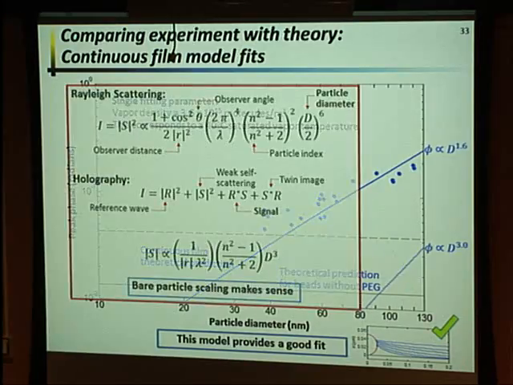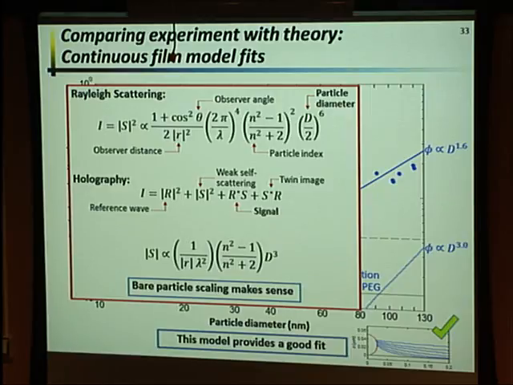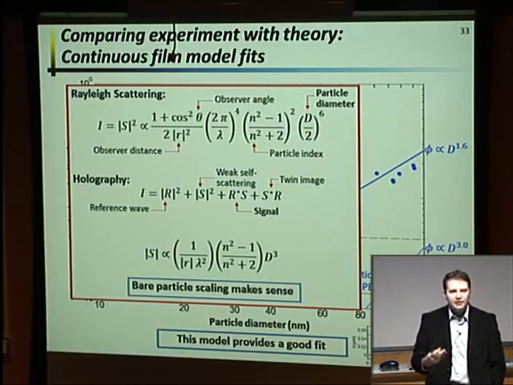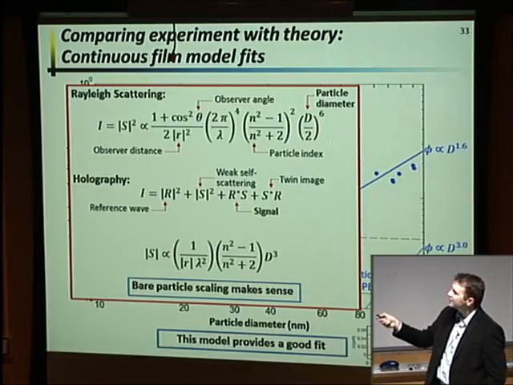As one sanity check, we can compare this to Rayleigh scattering, because you can think of the idea of being able to detect very small particles as very similar to Rayleigh scattering. Rayleigh scattering is the reason why the sky is blue. It's why small particles scatter light. And this is the typical equation that you would get for the intensity of that scattered light. There are a lot of different dependencies here. What I'm going to highlight is the dependence on particle diameter. Typically, Rayleigh scattering scales with particle diameter to the sixth.